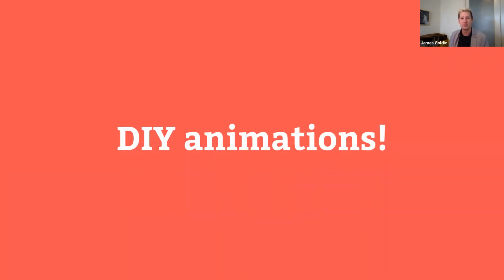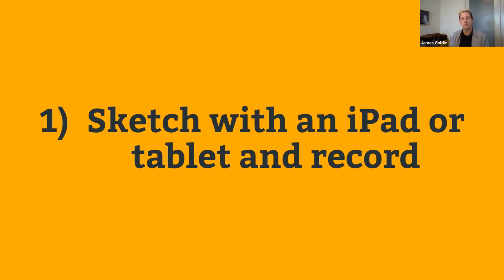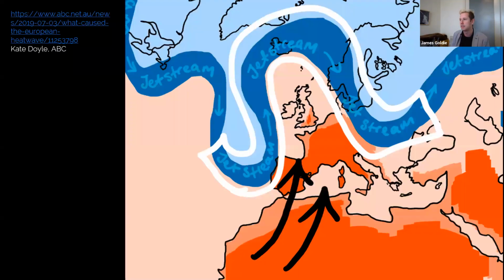The easiest way to do things is to draw with an iPad or a tablet and record yourself doing it. I mentioned that Windows and Macs both have screen recording. iPads have this as well. It's built right in. You just pull down from the control center and hit record, and then start doing stuff on your iPad. This is a static example produced by a journalist named Kate Doyle at the ABC.